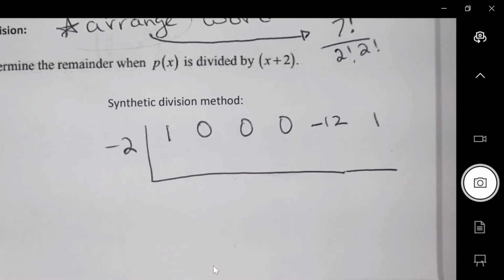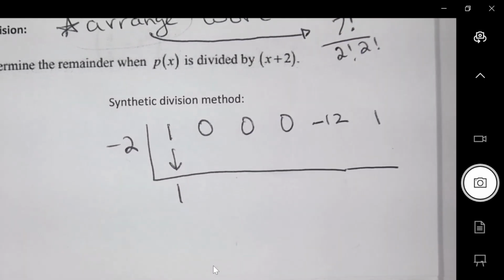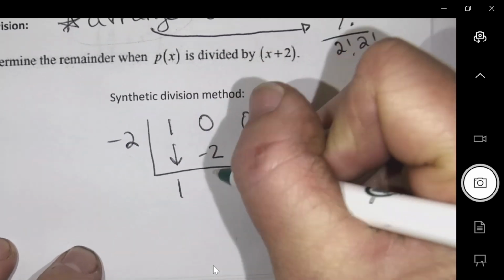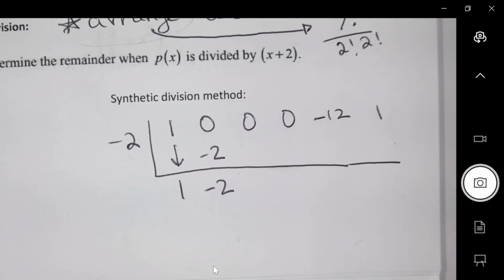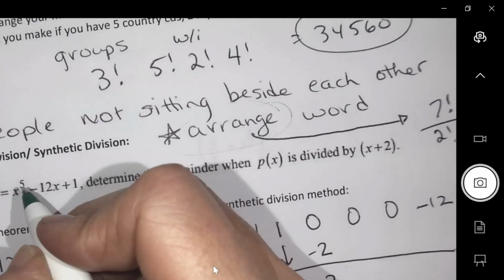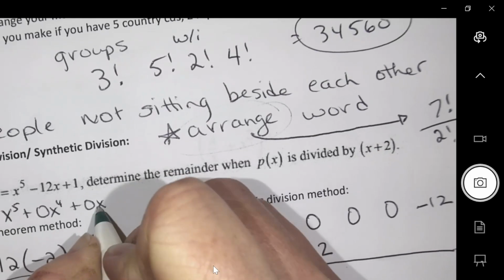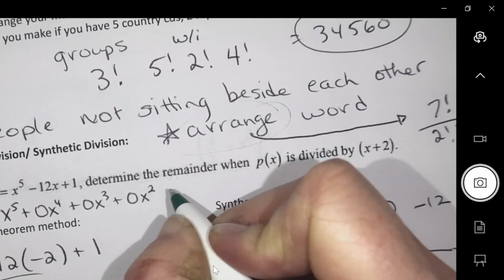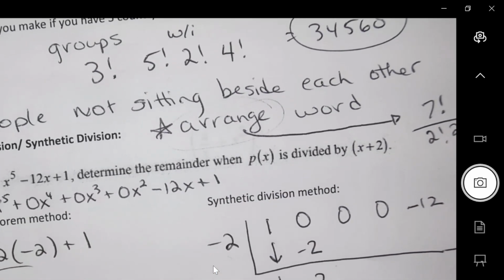Okay, do we remember this? Should be fresh. Bring this down. 1 times -2, add. I don't get where you're getting the zeros though. Because I have to write this in order, so x to the 5th plus no x to the 4ths plus no x cubed plus no x squareds minus 12x plus 1. If they have to go down, down, down, down, down in exact order, you have to have the spots for those.